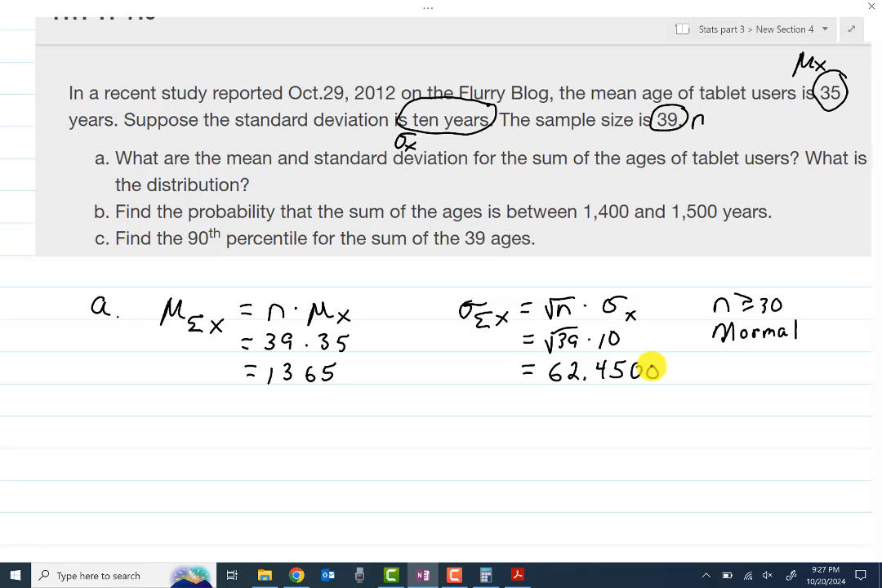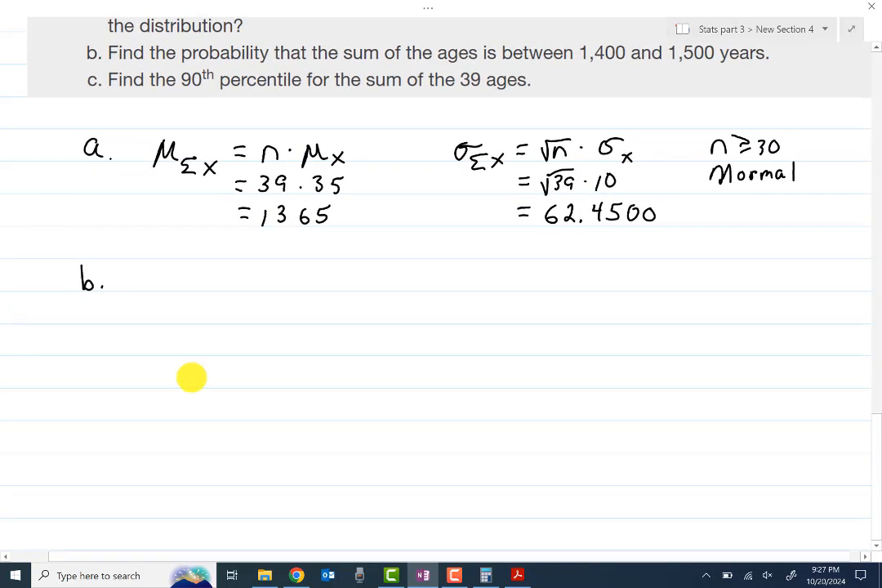Now normally the way this is thought of is a sample is chosen and then its sum is computed. So that's the nature of part B. Find the probability that the sum of the ages is between 1400 and 1500 years old. So let me get the information in here. Our mean is 1365. And we want to see if we're between 1400 and 1500.